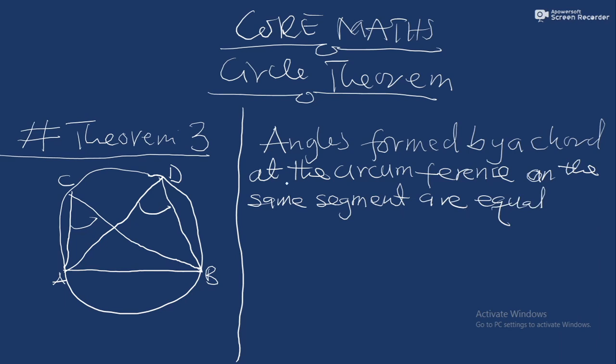So let's take it again. Angles formed by a chord at the circumference on the same segment are equal. So it means that if this place is X and this place is Y, then X is equal to what? Y. X is equal to Y. So angles formed by a chord at the circumference on the same segment are equal.